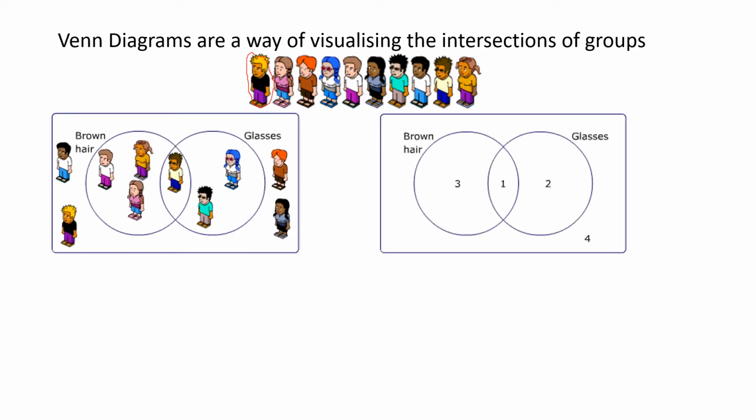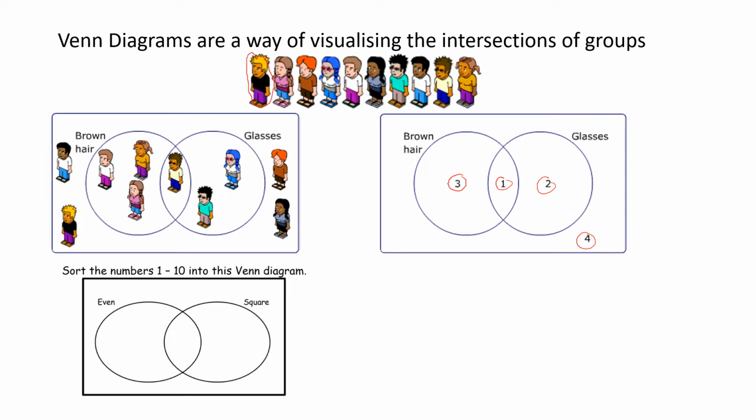Now, something we can do to make this a bit easier to read is we can just count up how many people are in each group and write that down instead. So instead of drawing 3 people in the brown hair circle, we can say, oh well, there are 3 people in this part of the circle. There is 1 person on the overlap, 1 person with brown hair and with glasses. There are 2 people with glasses but no brown hair, and there are 4 people who don't have brown hair or glasses.